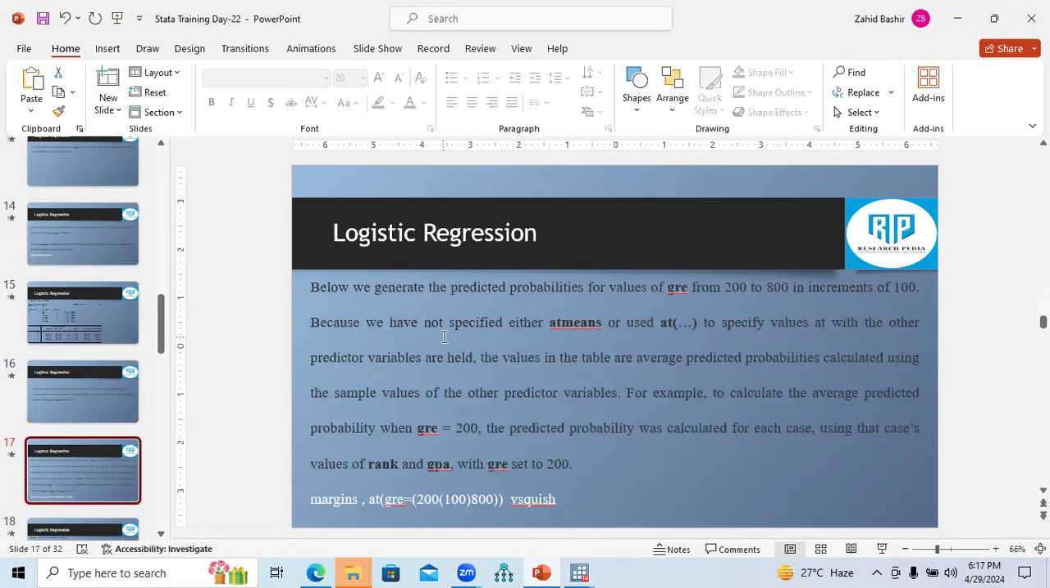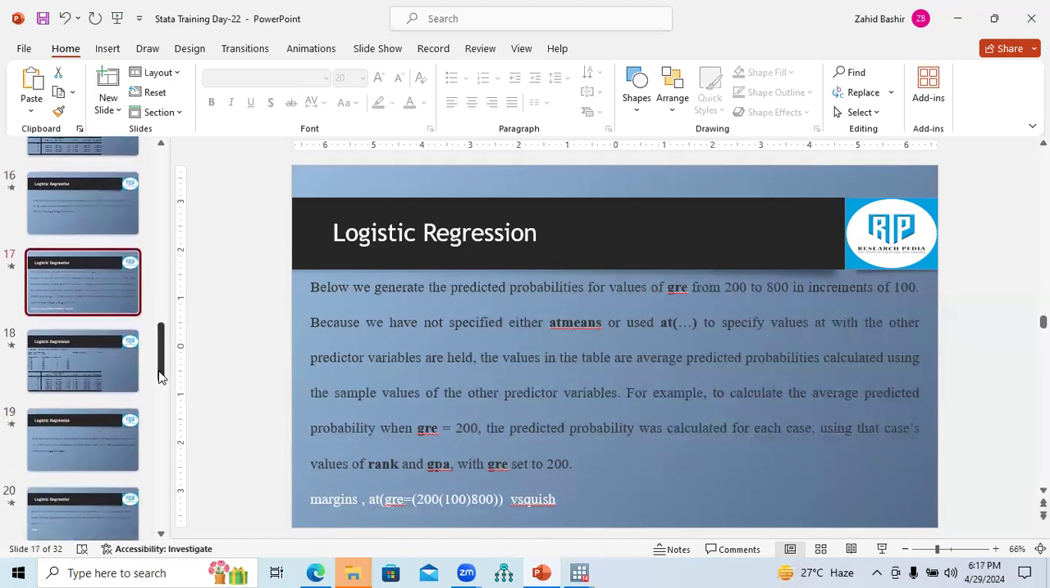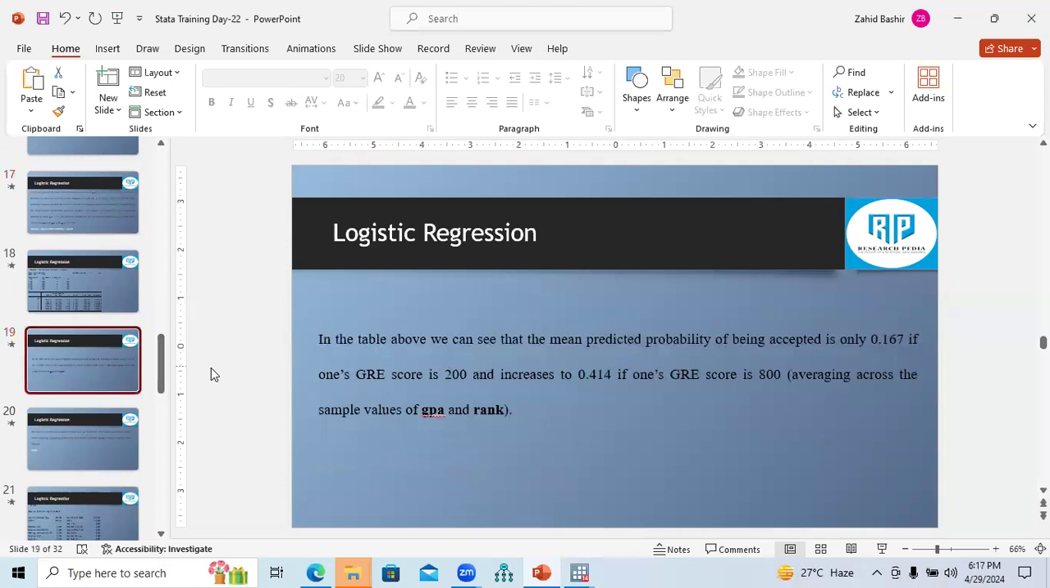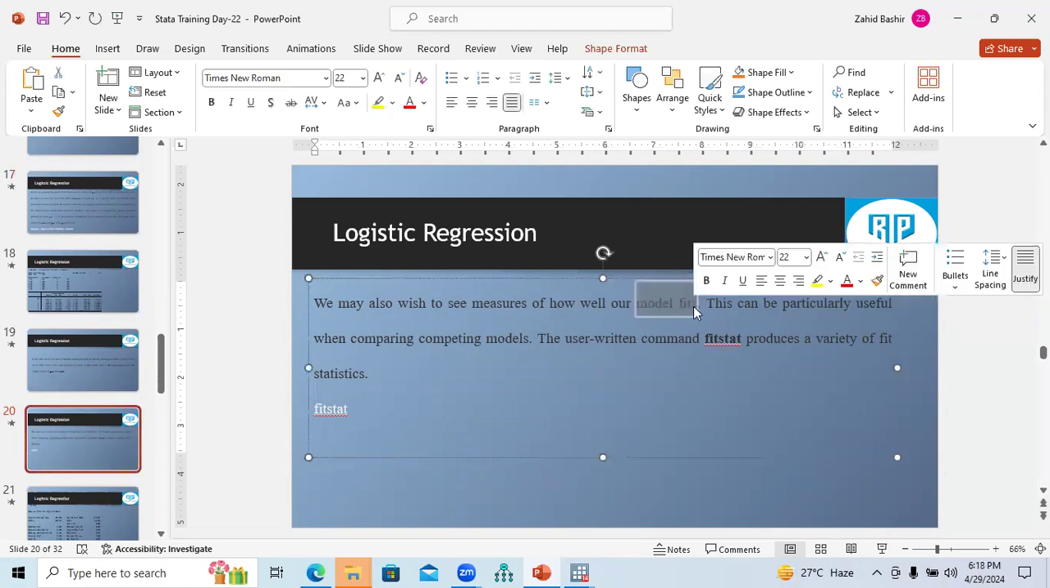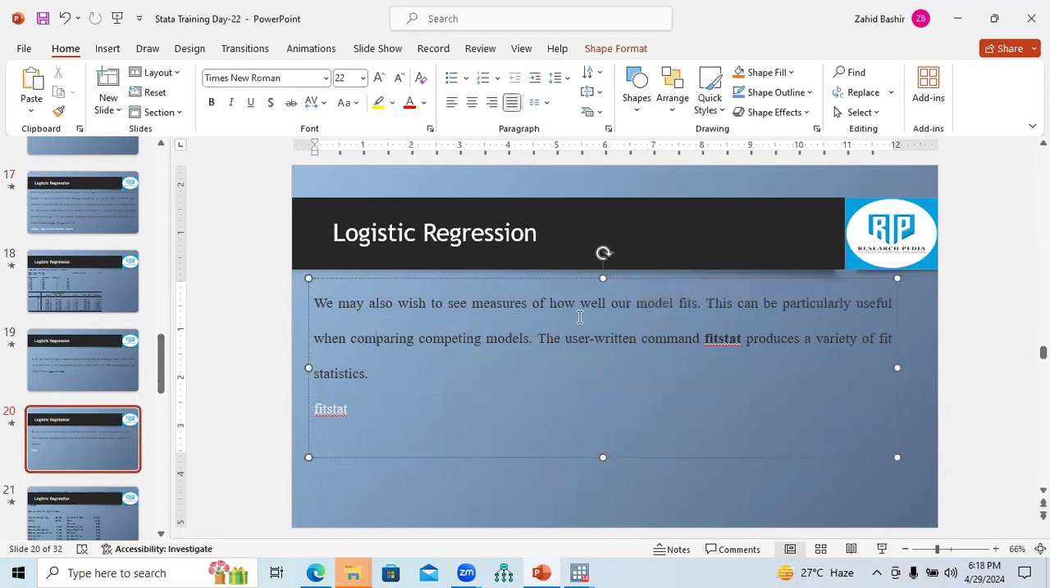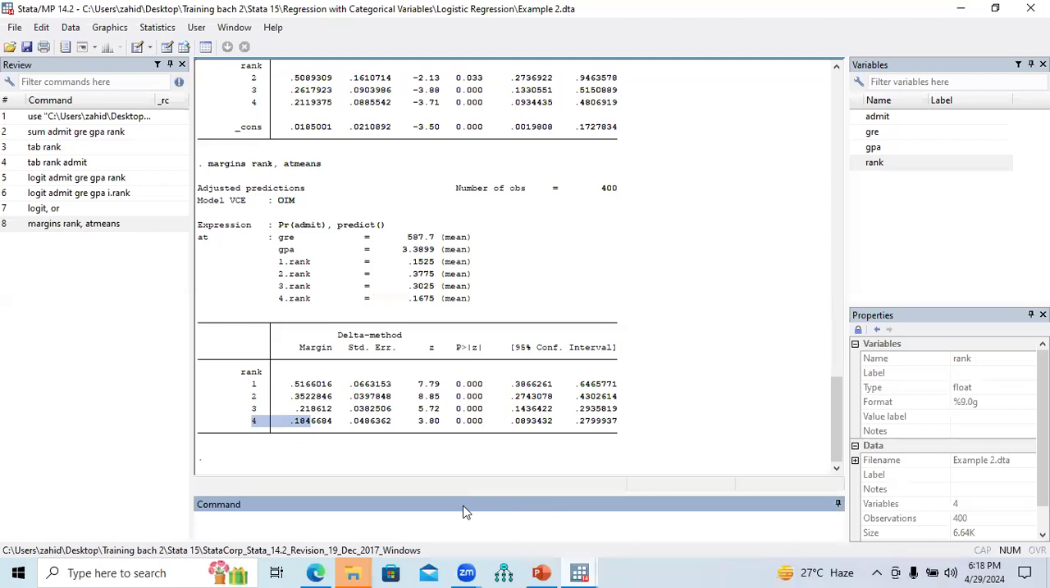The next thing, below we generate the predicted probabilities for values of GRE from 200. This is another procedure, but it is not important here. The next thing that you need to understand is how to create the model fit statistics. You may also wish to see a measure of how well our model fits. This can be particularly useful when comparing competing models. The user-written command fitstat produces a variety of fit statistics. So you need to write fitstat as the next procedure.